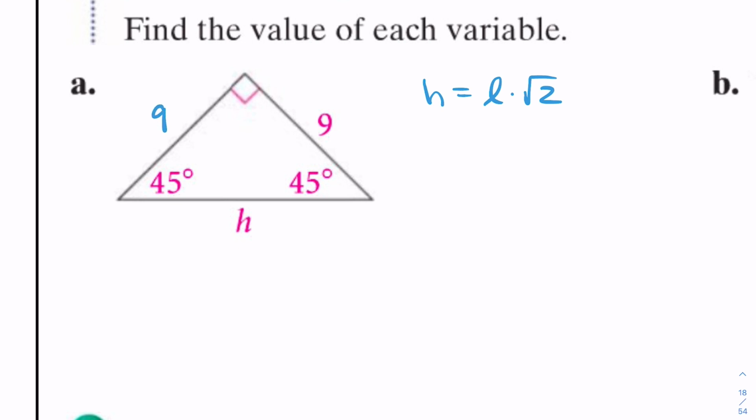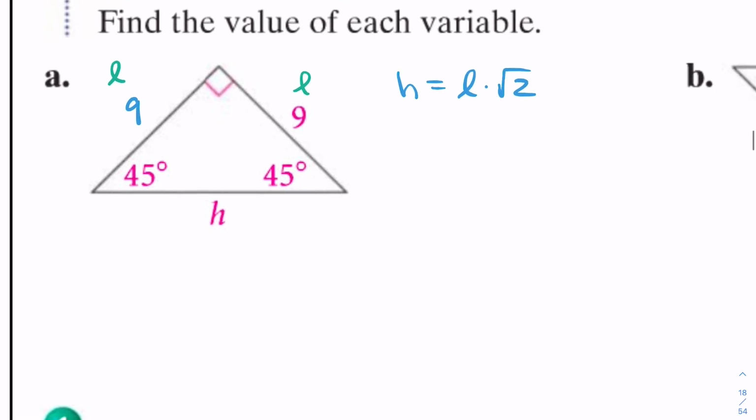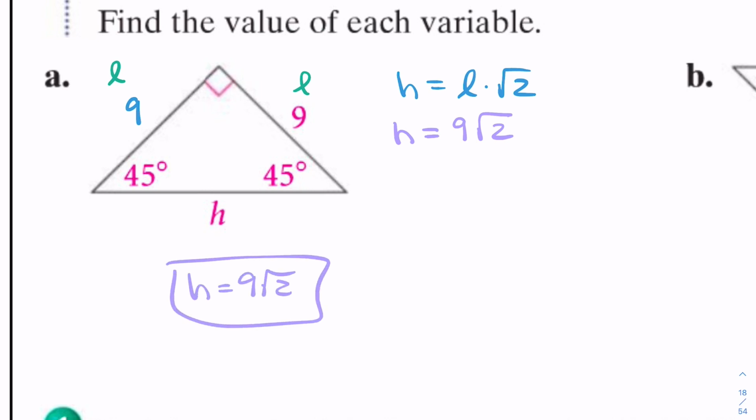So here, 9, these are my L's. So you can pick either one. And that's your h. So I'm going to put h equals 9 times the square root of 2, and I'm done. It is 9 square roots of 2.